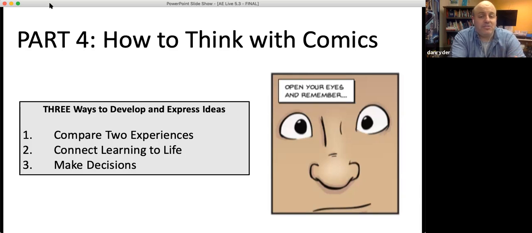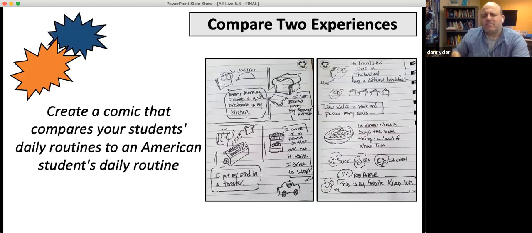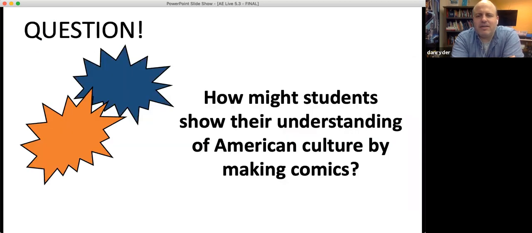So here's three ways that you could use comics. 1, you could use it to do some comparison work and compare 2 experiences. You could also use comics to help connect the language your students are learning to their daily lives. And then finally, you could also use comics to help them work on their decision-making skills. So the first one we're going to look at is this idea of comparison and comparing 2 experiences. And one thing I want you to think about, and I'd like some ideas on. Oh, I think we skipped a slide.